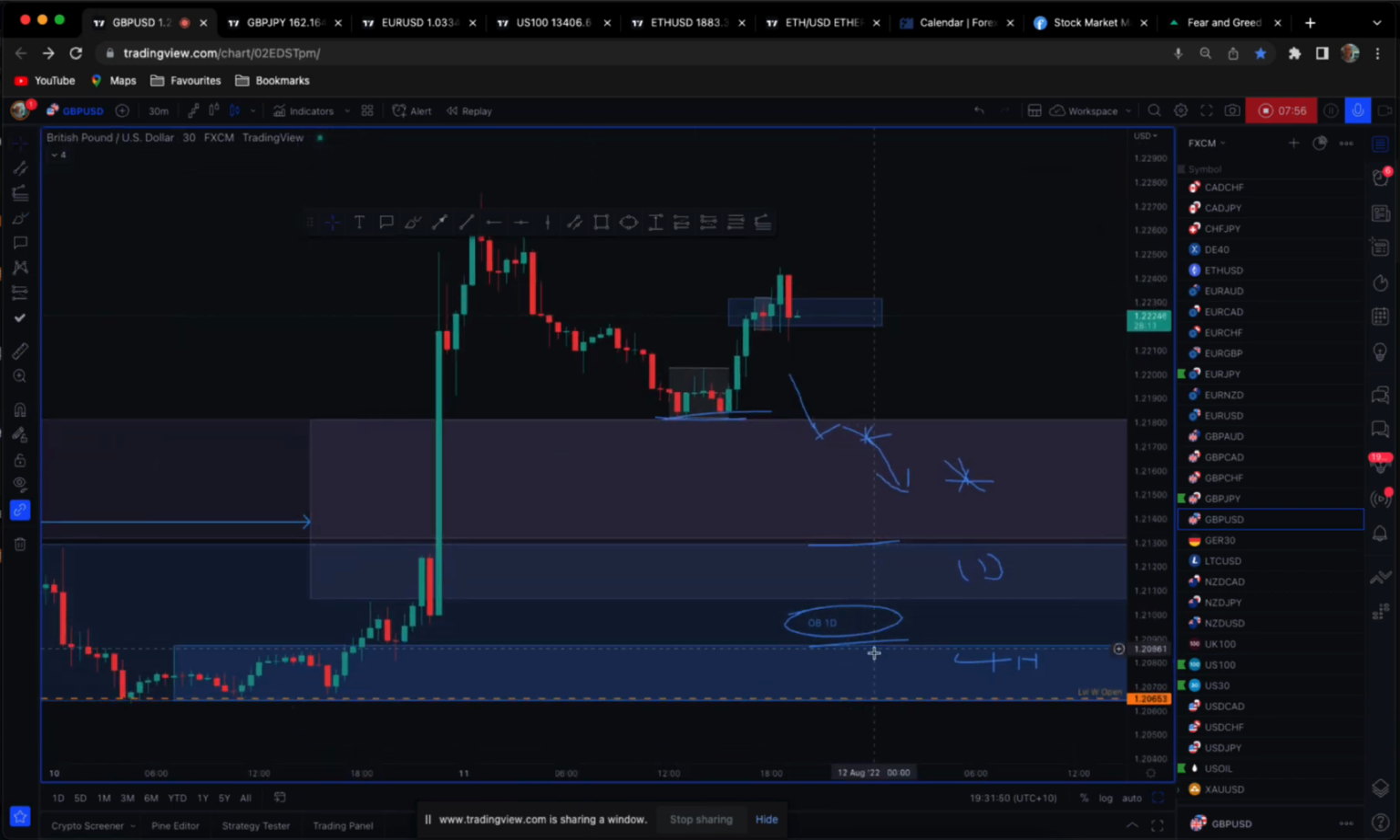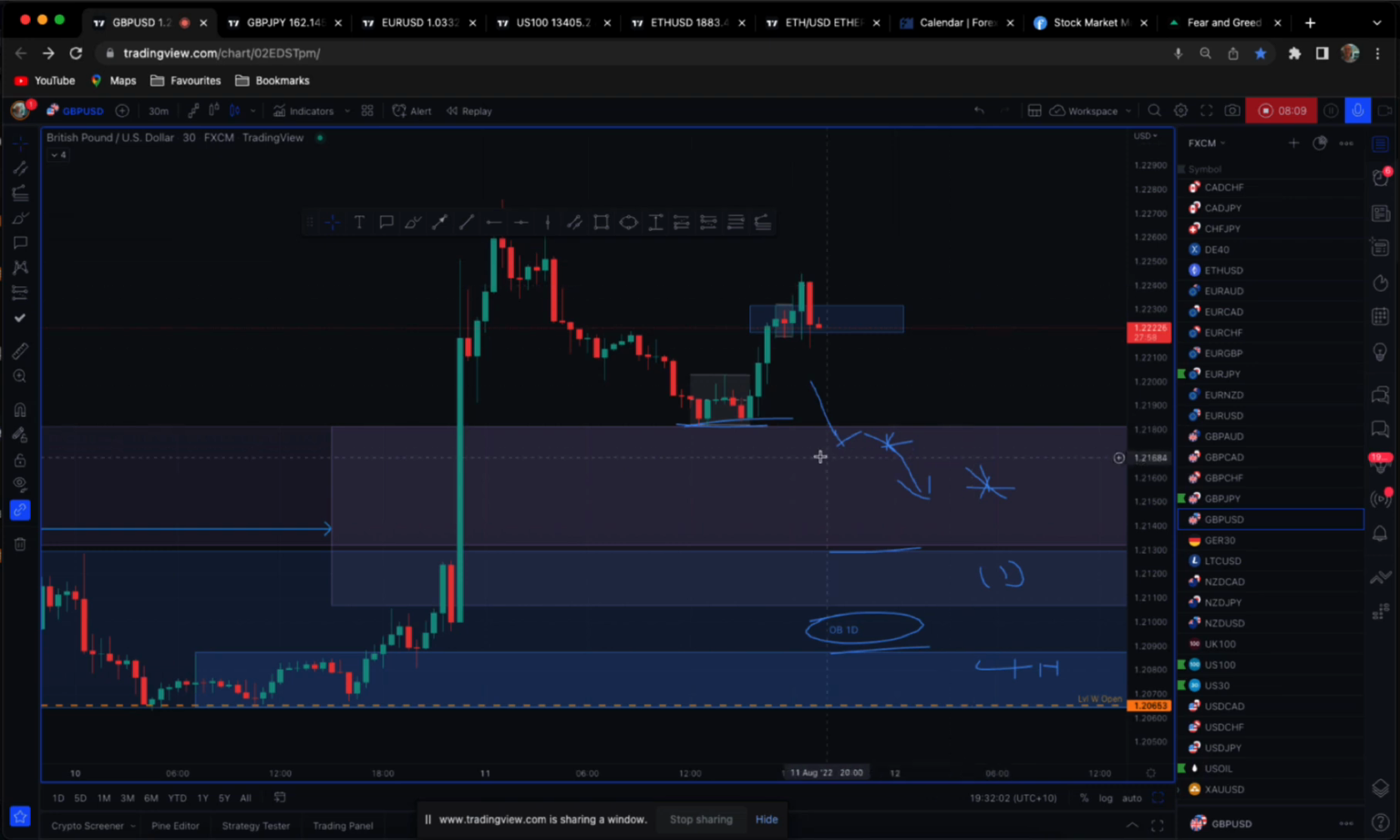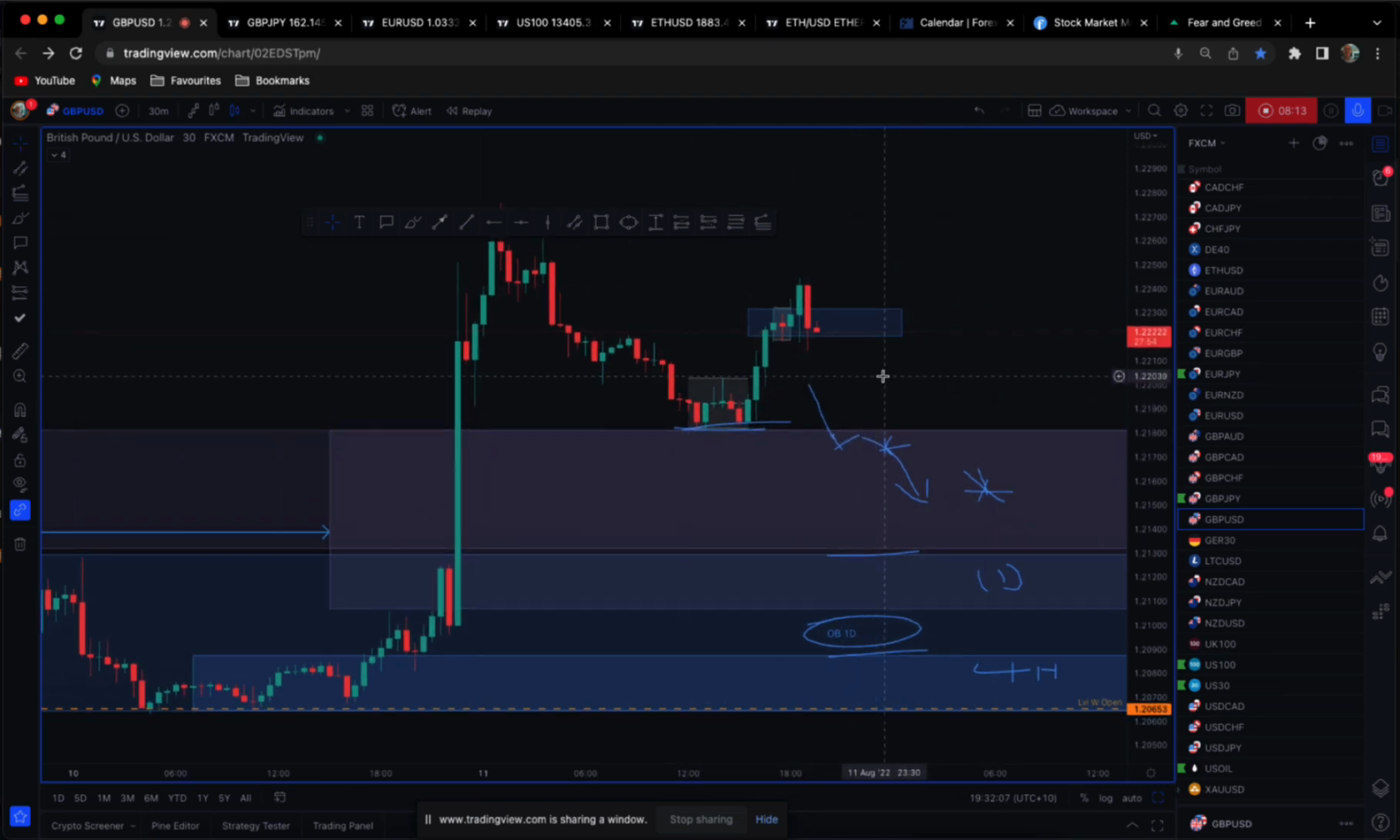You've got these levels that I've marked up here. Target 1 there, target 2. Target 1 would be very tight. Take 2/3 and then let the rest trail. That's how I would approach it. Something like that would interest me, but until that happens, we'll just see what happens.